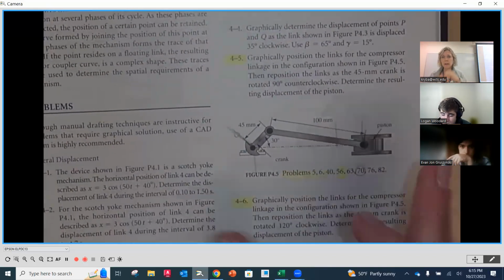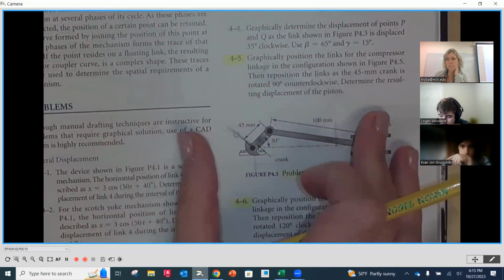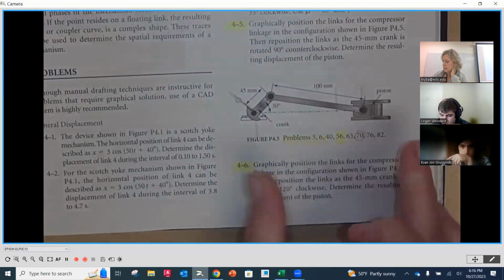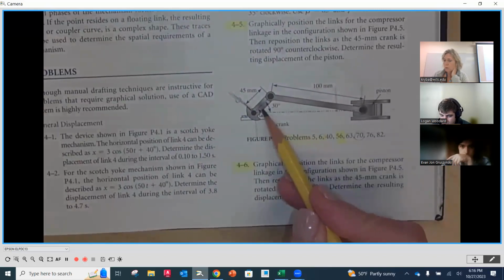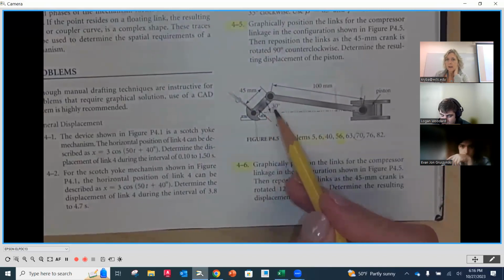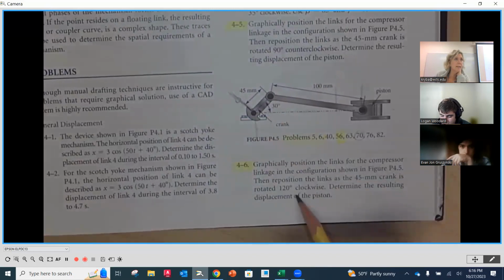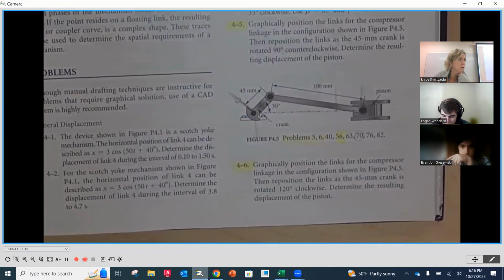Then what you're going to do is copy and paste that original diagram. And for 4-6, you're now going to take this very same diagram and position your crank clockwise 120 degrees from where it's at right now. And you're also going to determine the resulting displacement of that piston from that original position.